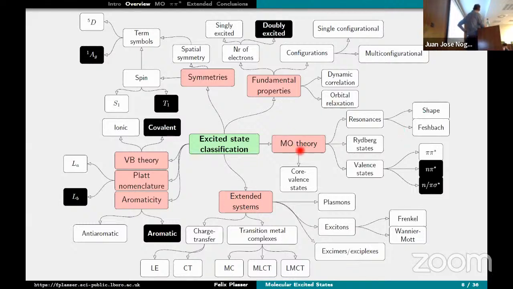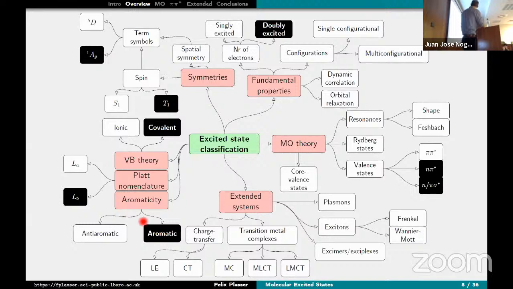But then, staying with MO theory, we don't only have valence states, we have Rydberg states or covalent states. And then, as a more special case, we have metastable resonances. Then, something that most of us are familiar with is if we talk about extended systems, we could have charge transfer states and locally excited states. For transition metal complexes, there are more detailed classifications, metal-to-ligand charge transfer and so on. Then we could talk about excitons, plasmons, excimers for extended systems. Then, of course, spatial symmetry and spin symmetry, which I guess also comes in the basic textbooks.